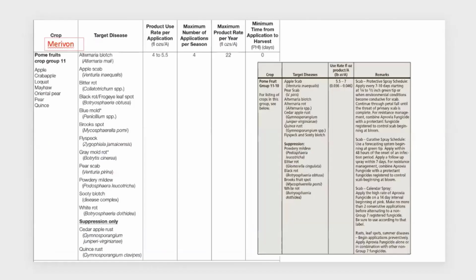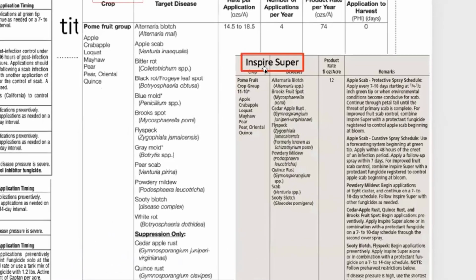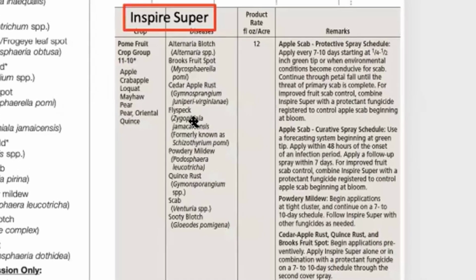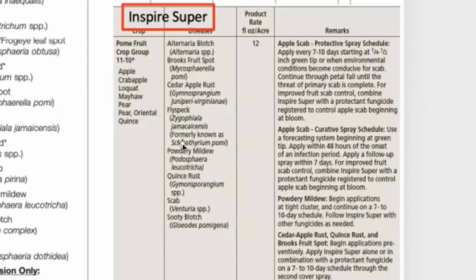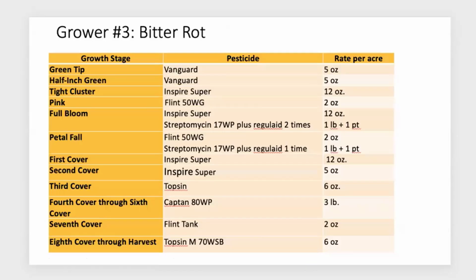How about trying to control bitter rot with Inspire? What you see is that even though Inspire Super is great for scab, it's great for some of the sooty blotch and fly specks, supposedly, it's wonderful on rust. It helps with Brooks' spot, which I've seen here only once or twice, actually. It isn't labeled for bitter rot. So the reliance on Inspire by this grower is a problem.